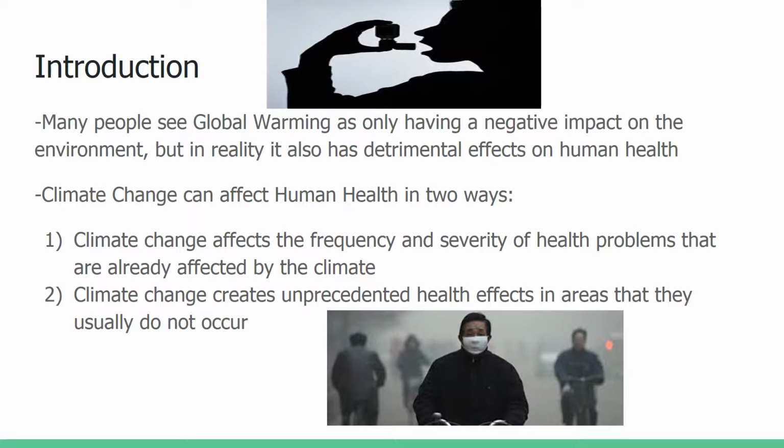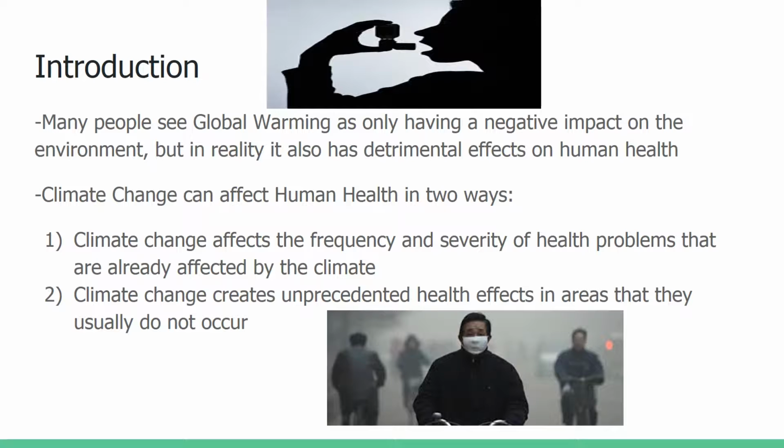So basically, many people see global warming as a negative impact on our environment, but in reality it's affecting our health as humans too. The influences of climate and weather on human populations around the world can vary. Climate change can cause a variety of different health issues related to natural disasters, poor air quality, vector-borne disease, and other weather-related illness. Climate change affects human health in two main ways.